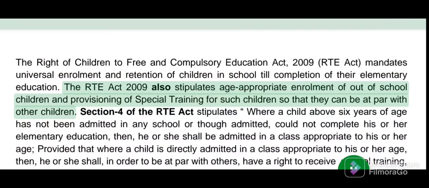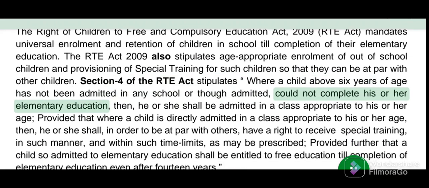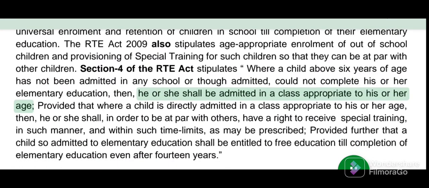The RTE Act 2009 also stipulates age-appropriate enrollment of out-of-school children and provisioning of special training for such children so that they can be at par with other children. Section 4 of the RTE Act stipulates, where a child above 6 years of age has not been admitted in any school or though admitted, could not complete his or her elementary education, then he or she shall be admitted in a class appropriate to his or her age.